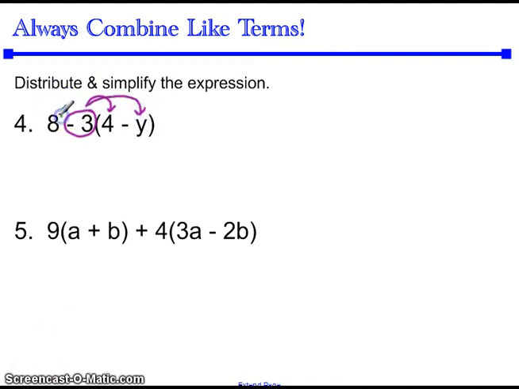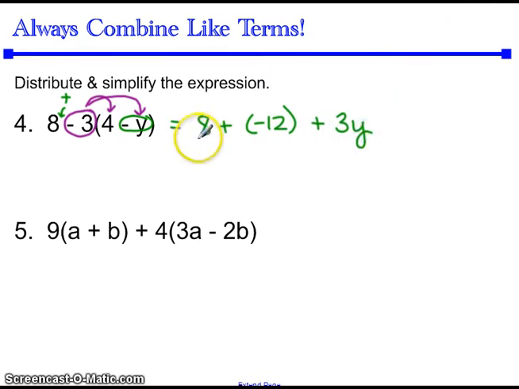You can think of there being a little imaginary plus sign in there. This is 8 plus negative 3 parentheses 4 minus y. So I'm actually going to write just that. 8 plus, and then negative 3 times 4 gives me negative 12. And then negative 3 times negative y, remember the negative sign sticks onto the y, is going to give me plus 3y. The two negatives multiplied together give me a positive.